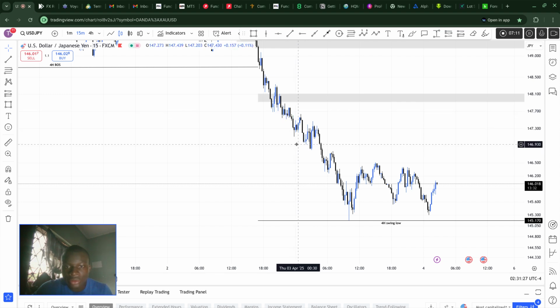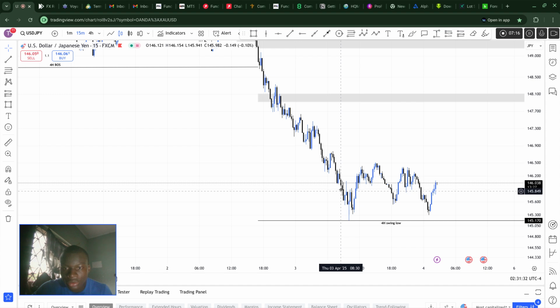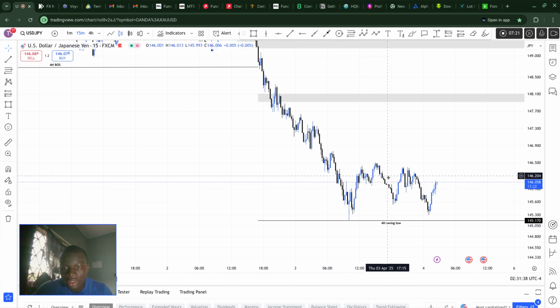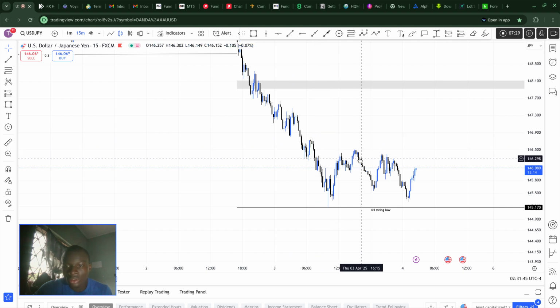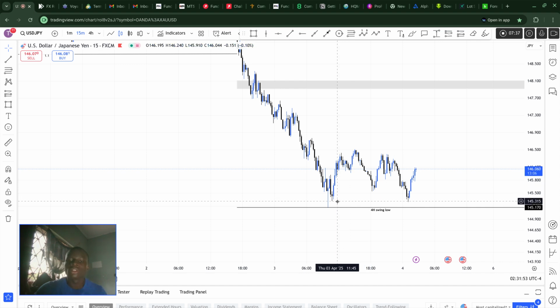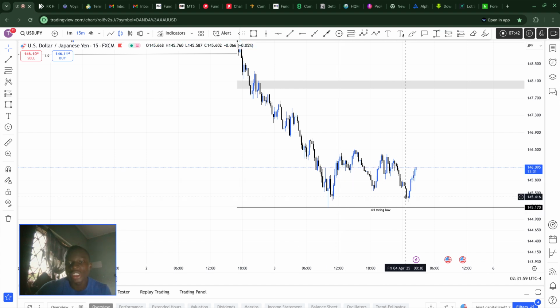Take this out. We come back from the bottom. When the market comes back to the bottom and shows rejection, there is a higher chance of the market pulling back from a double bottom.